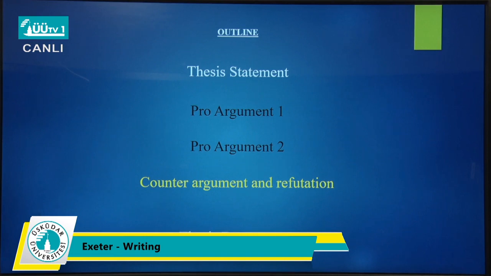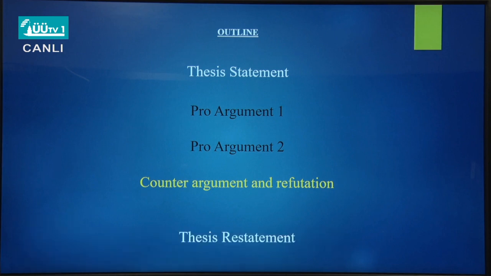So, you can see the outline here. First, we have the thesis statement. Then we have pro-argument 1. Then we have pro-argument 2. Then we have the counter-argument and refutation, and the thesis restatement. Let me focus on this.